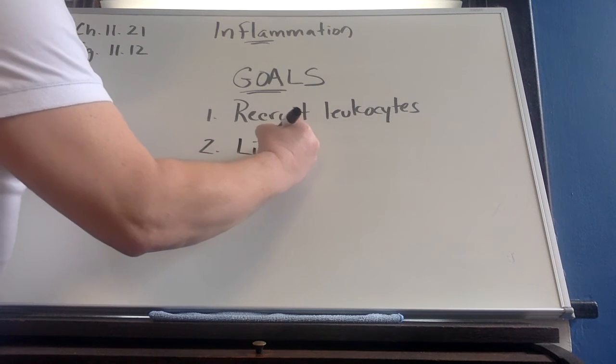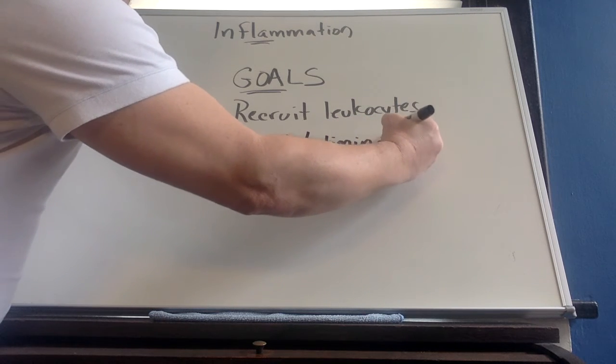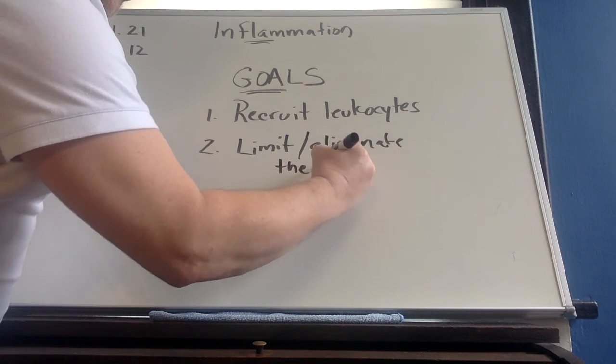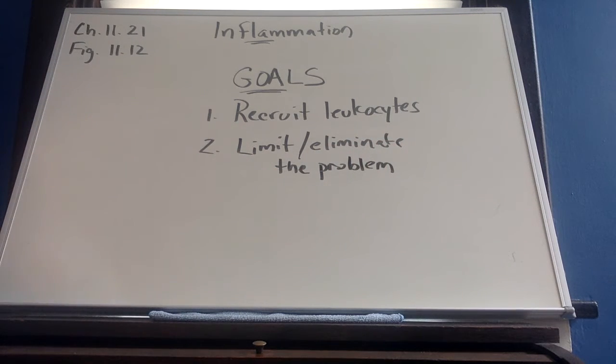If possible, because remember, it's part of the goal of the second line of defense, we either want to try to limit or eliminate the problem. If possible, maybe those leukocytes can get rid of all the microbes that have possibly invaded in an area, or they can take care of and repair a damaged area. If they can, great. If not, they want to try to limit it. And if they can't get rid of it, then we're going to try to recruit our third line of defense.